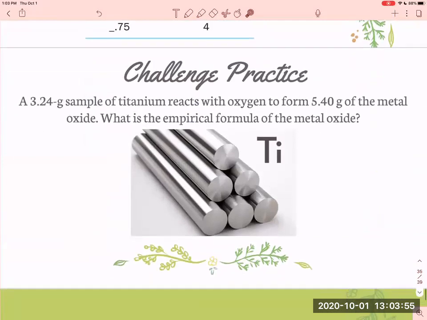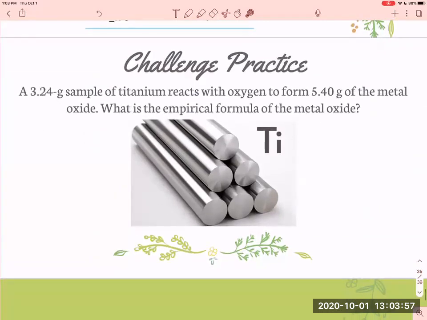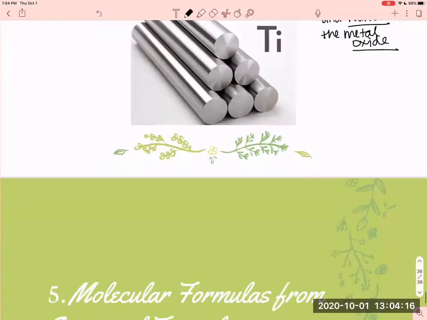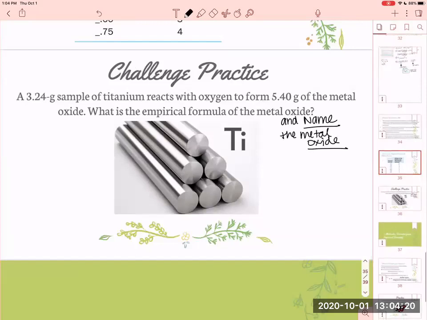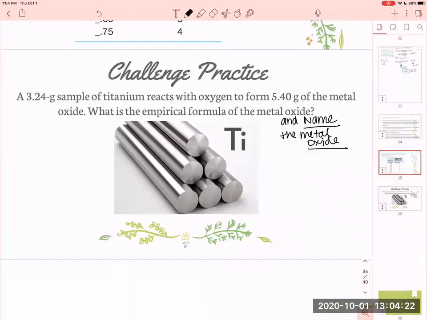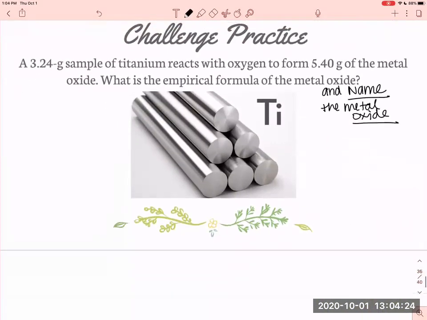So let's do another practice. What's the empirical formula if you have these substances? And I also want you to name the metal oxide. Let's practice some naming. So hopefully you've paused and you have worked this out. And we're just going to go through step by step again.